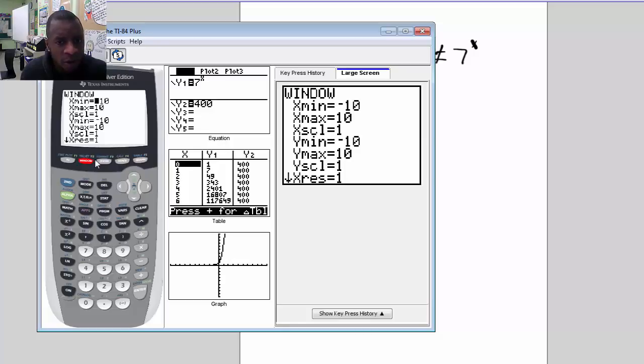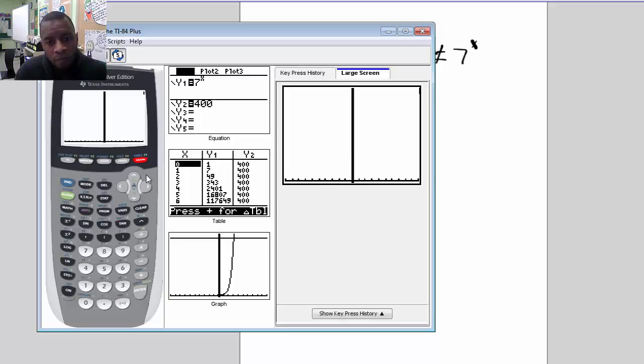So let's go to window, and we know that we need our y to be above 400. So let's press enter, enter, enter. And so y max, let's do 425. Okay, and then let's hit graph again. Okay, and so now we can see that line, y equal to 400.